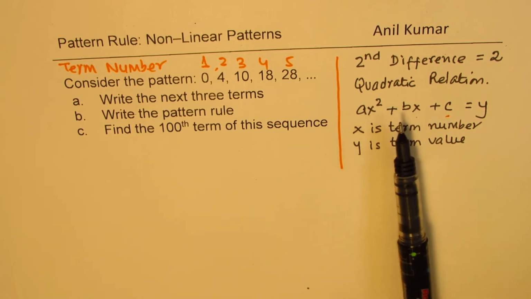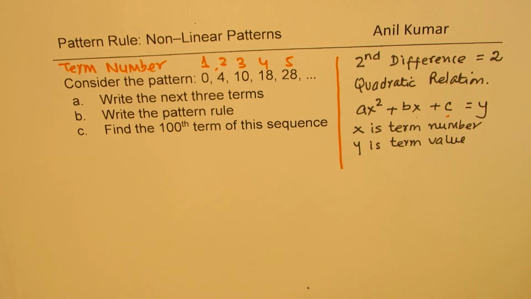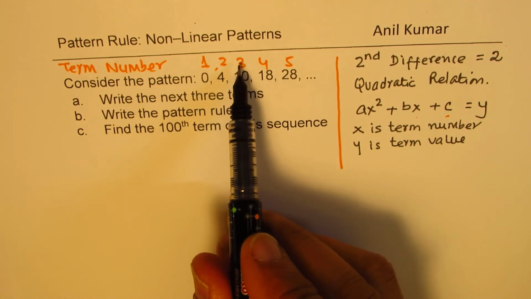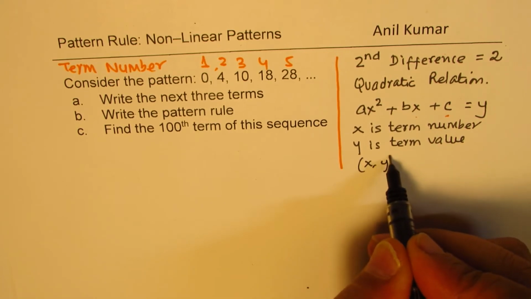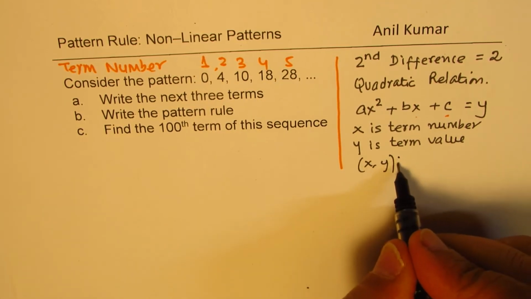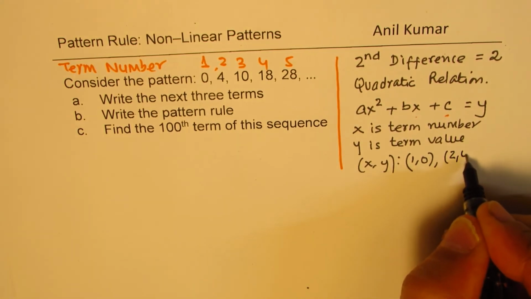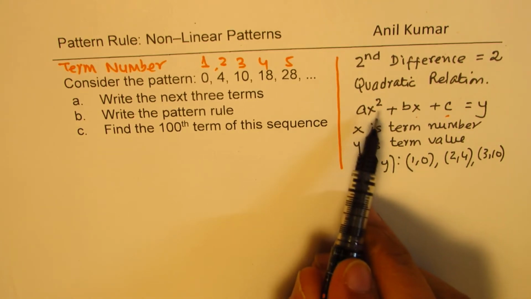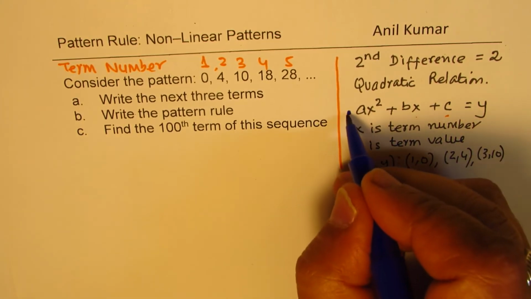We notice that there are 3 unknowns, a, b, and c. Since there are 3 unknowns, we need 3 points, correct? So we'll consider these points as (1, 0), (2, 4), (3, 10). We'll use points as x and y, where x is our term number and y is our term value. So in our case, we'll use these 3 points, which are (1, 0), (2, 4), and (3, 10). Is that clear to you? So using these points in the given equation, we get 3 equations, right? So that is the equation, and these are the points.